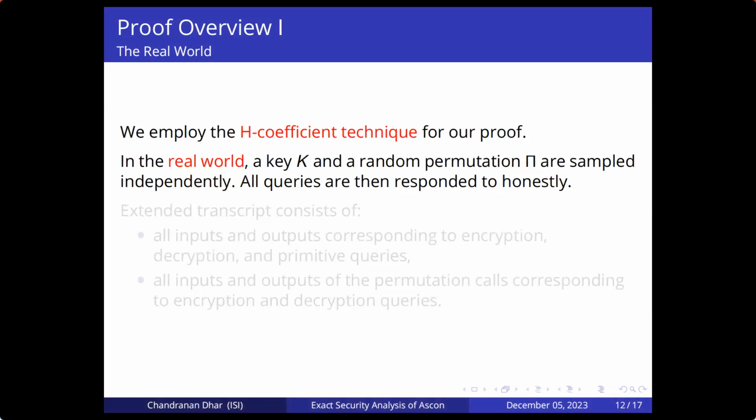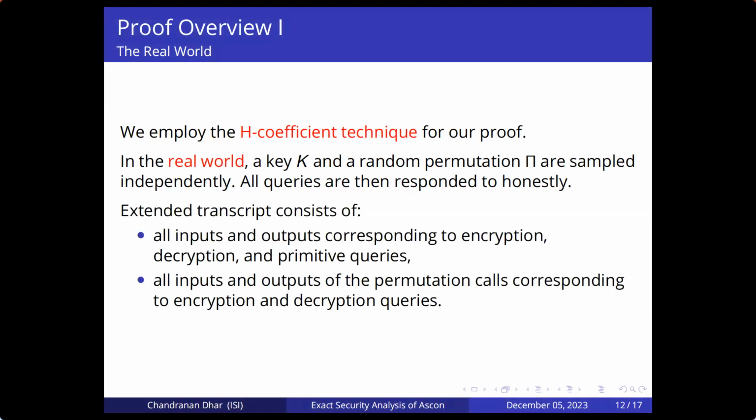In the real world, a key k and a random permutation pi are sampled independently, and all the queries are then responded to honestly. And then we have the transcript. The transcript consists of all inputs and outputs corresponding to encryption, decryption, and primitive queries. But we also give out some more, so we construct an extended transcript. In addition, the extended transcript also contains all the inputs and outputs of the permutation calls corresponding to the encryption and decryption queries. For all the encryption and decryption queries, there will be permutation calls, so we also give out the inputs and outputs of those.